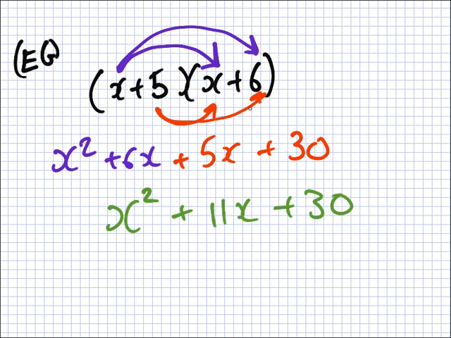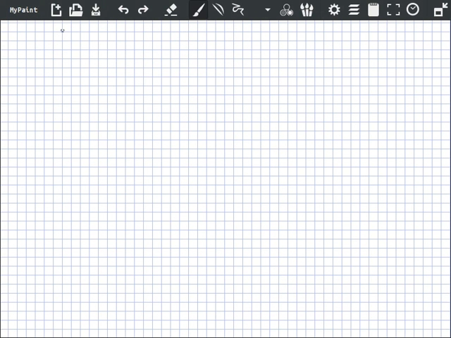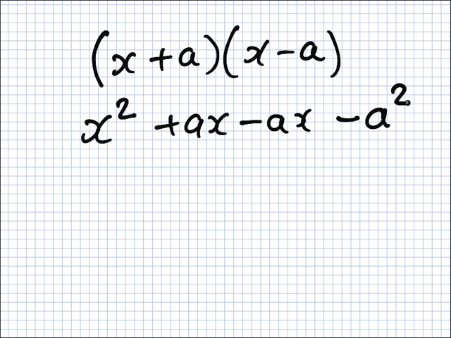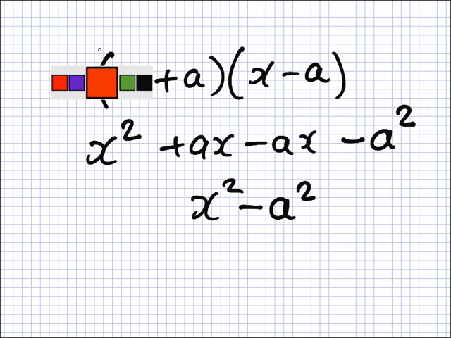You got that? Now the next thing I want to have a look at, suppose you have something like x plus a times x minus a. This is a rather special one. If you multiply this out, what do you get? x squared plus ax minus ax minus a squared. So you're left with x squared minus a squared. This is special. Does anyone know what this type is called?